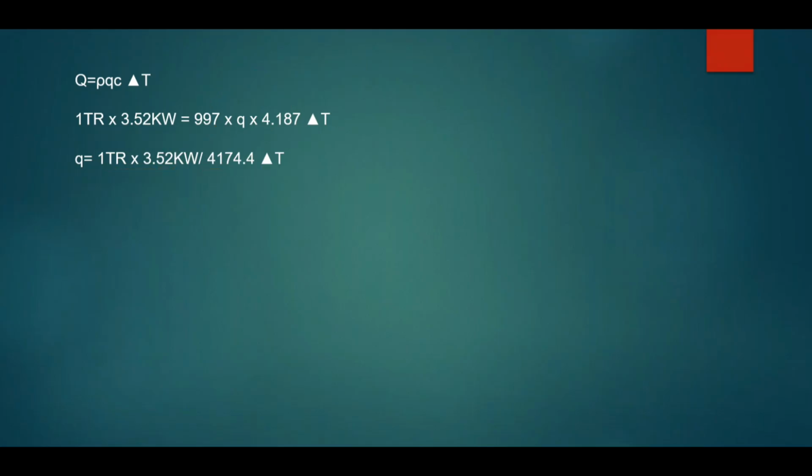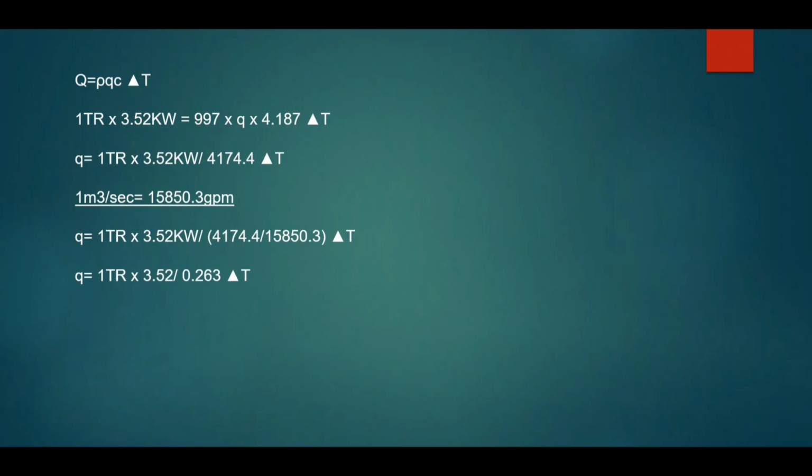So after that, I'm going to make the value here. So here you know that the Q value, now we have the answer in meter cube per second. So I need the answer in GPM. So I'm going to divide with 15850.3 GPM in the same answer. So here you can see the difference. So 110 into 3.52 kilowatts still same. So 417.4 divided by this answer, and delta T still I kept as a constant one.